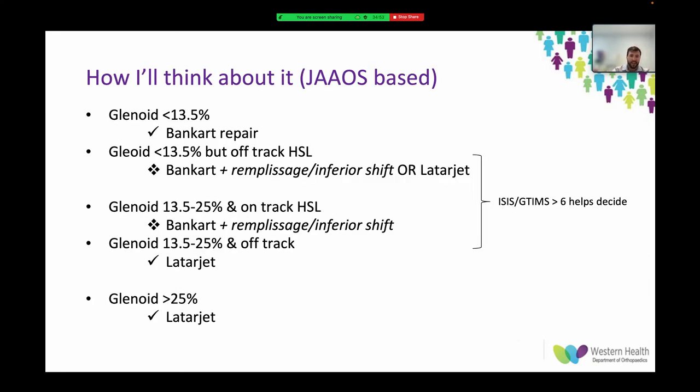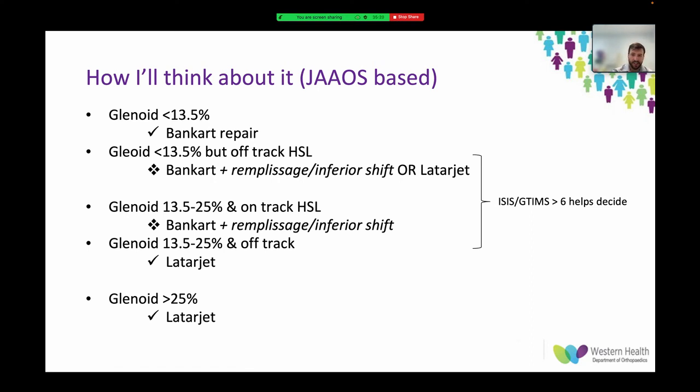This is the final slide. So how I'll think about it, and my general approach, is you split it into 13.5% through to 25%. If you got less than 13.5% glenoid bone loss, then you're probably safe to do a Bankart repair, provided the Hill-Sachs lesion is on track. If you got more than 25%, then you're looking at a Latarjet.